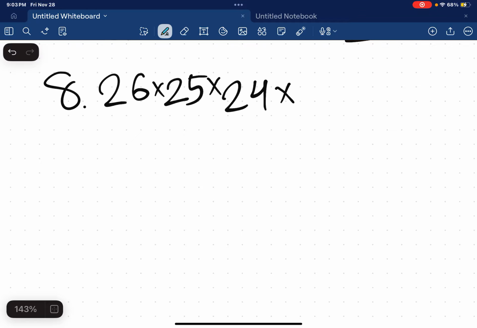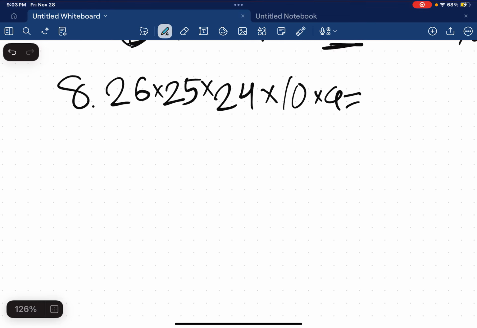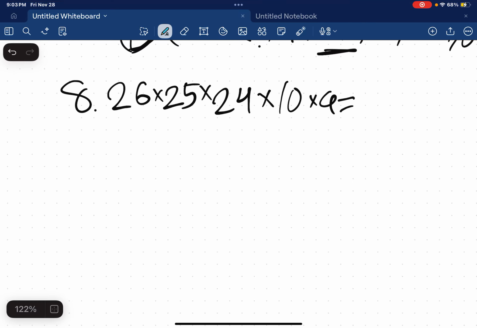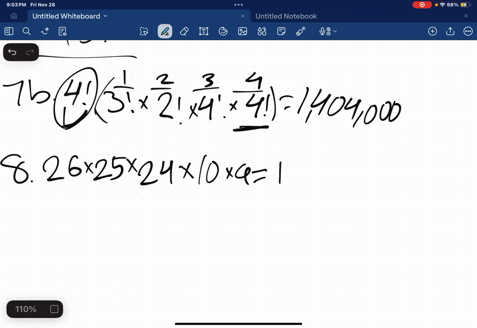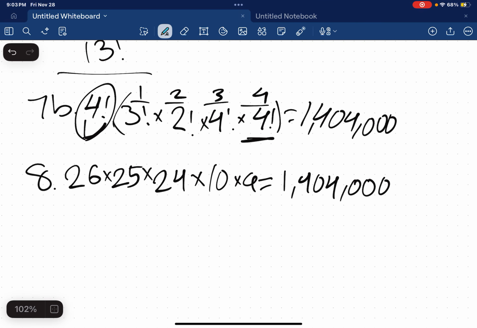So if it's from 0 to 9, that's 10 digits. So that's 10 numbers she can choose, and after she chooses a digit, she can't choose the same digit, so that's going to be times 9, and that's going to be equal to, oh, I did my math wrong. I looked at the wrong thing. That's equal to 1,404,000.